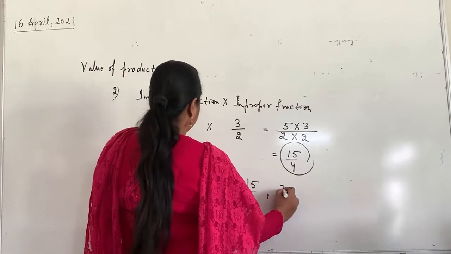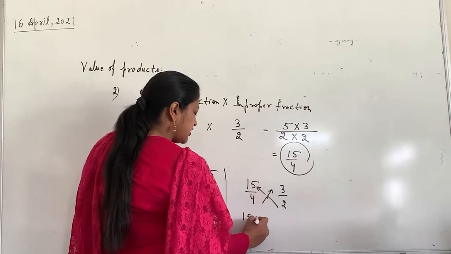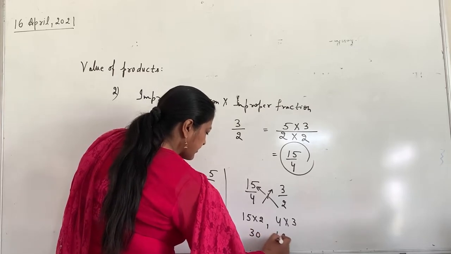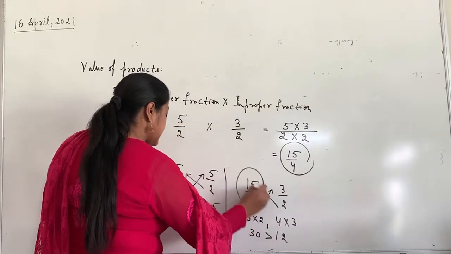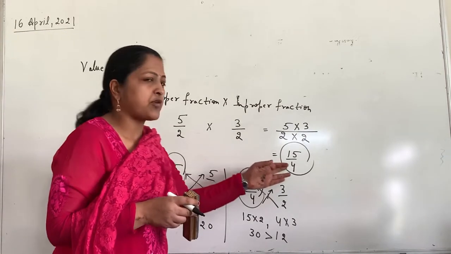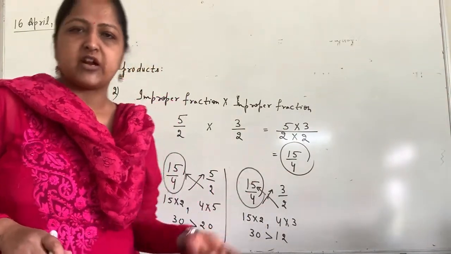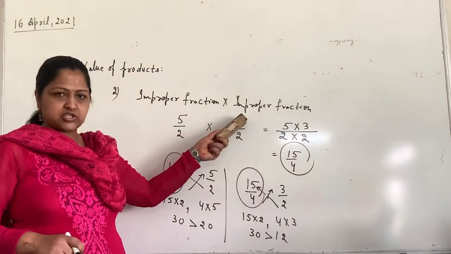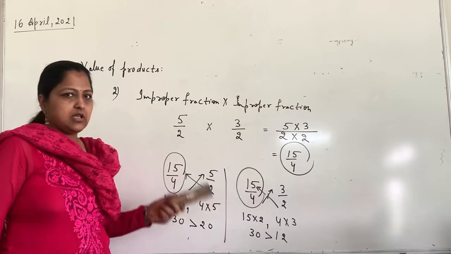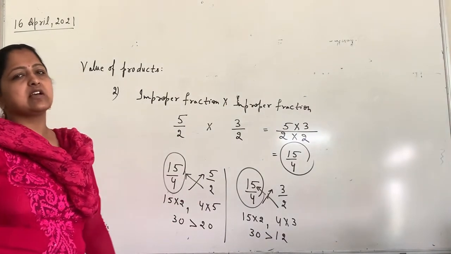15 by 4 and this is 3 by 2. Cross multiply. 15 into 2, 4 into 3. 30 and this is 12. Again greater. So in case of product of two improper fractions, the value of product is always greater than each of the improper fractions. In case of proper, it is always smaller. When both are improper, it is always greater.